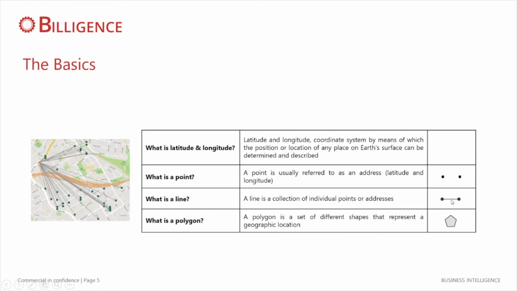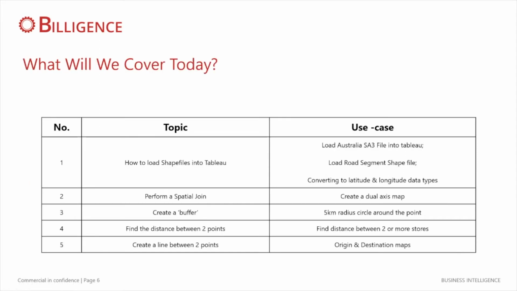Followed by the most important thing, which is called a polygon. So a polygon is a set of different shapes that represent a geographic location. In this webinar, we will be going through some of these polygons in detail. For instance, SA1, SA2, SA3, and they're pretty much, I would say, a set of areas. For instance, local government areas. We speak about Hillshire. We speak about Sutherlandshire. So basically, a group of addresses, basically suburbs or postcodes, that are defined into a polygon in this particular instance.